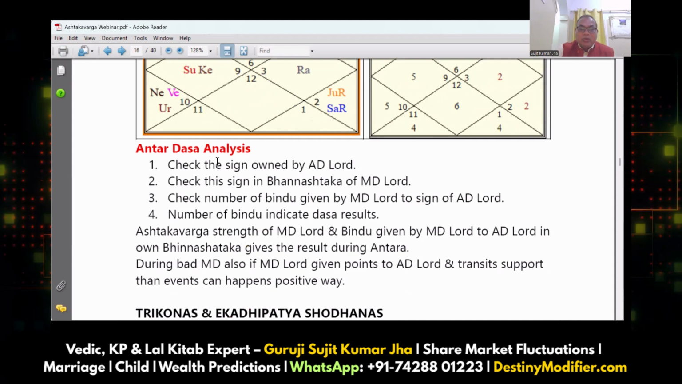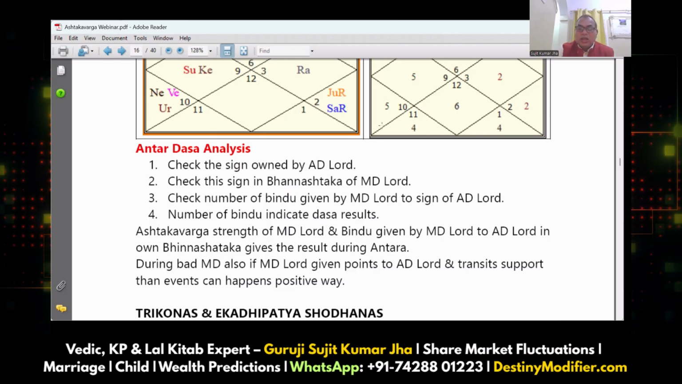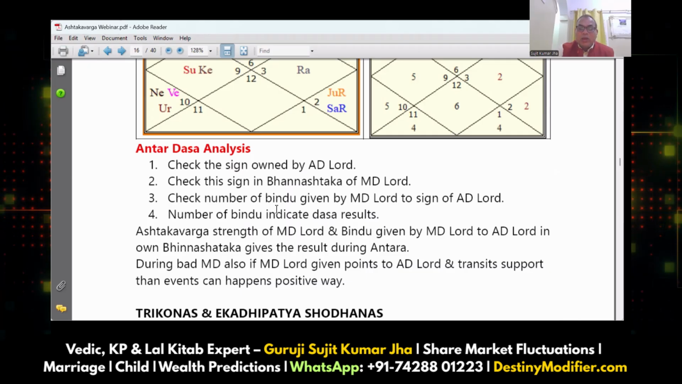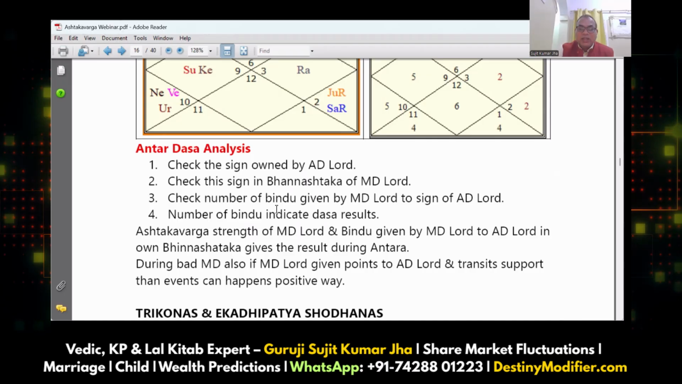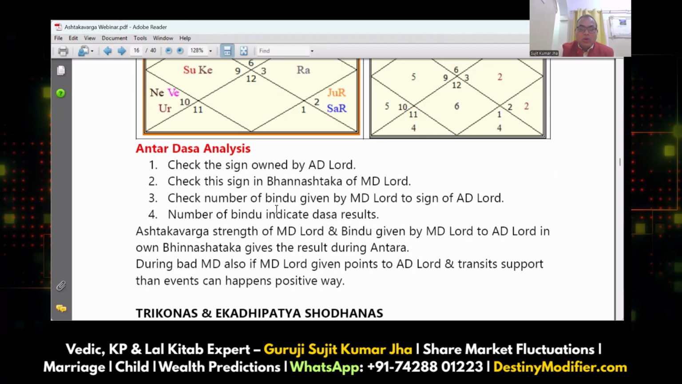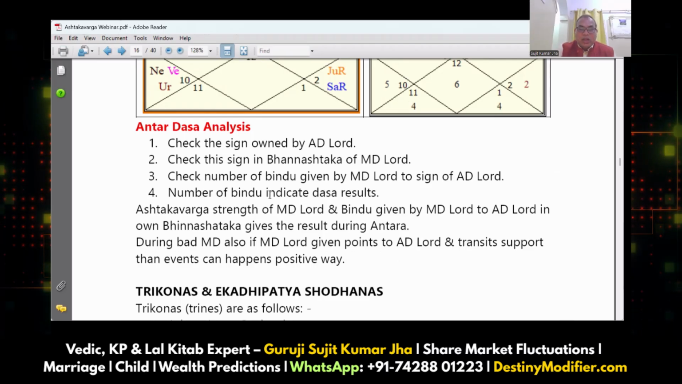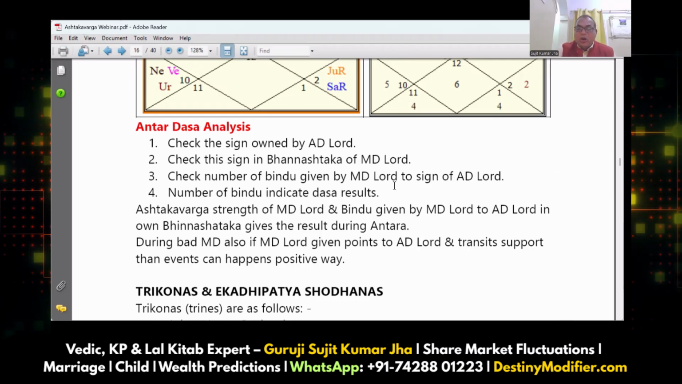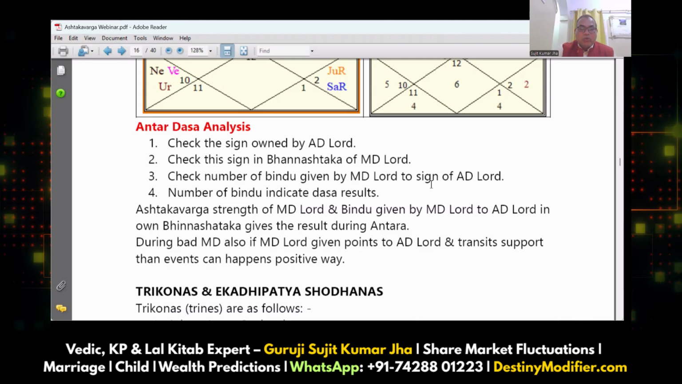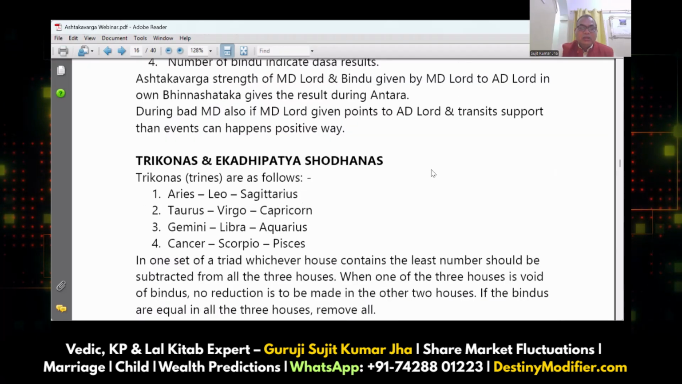So check the sign owned by the Antara Lord. Antara Lord is Mercury. So when we see the Antara Lord Mercury, then we find that Mercury has given more point, 4 point, and Saturn has given only 2 point. That's why Saturn Antara unable to clear the exam. So check the number of Bindu given by MD Lord to sign Lord, AD Lord. So this we have to find out. On the basis of this only, we can give the result.